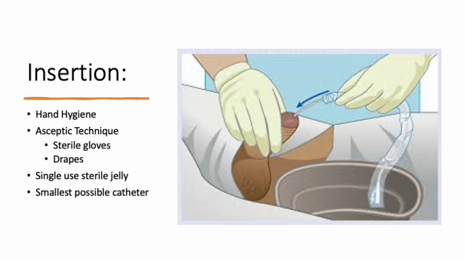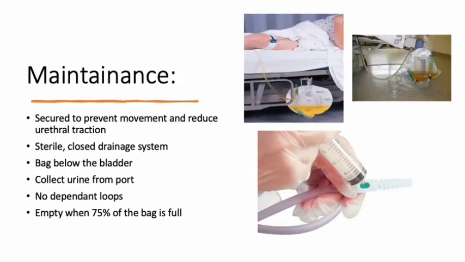Stringent aseptic precautions including hand hygiene, sterile gloves and drapes should be used while inserting the catheter. The jelly used should be a single use disposable jelly, and the smallest possible size of catheter must be used to prevent injury to the urethra. Once inserted, meticulous catheter care is essential to prevent infection. Secure the catheter well. This is done by applying some tape or micropore and fixing the catheter to the thigh.